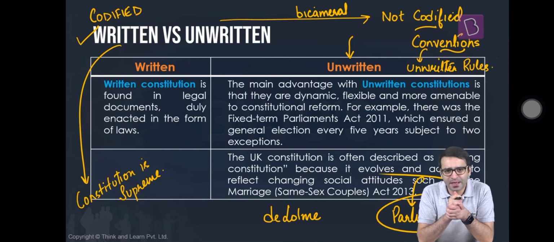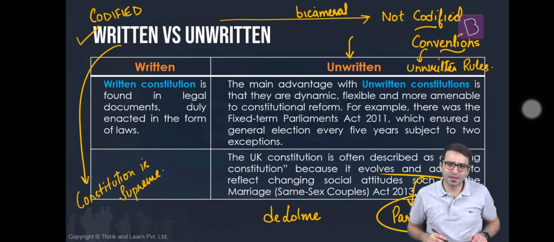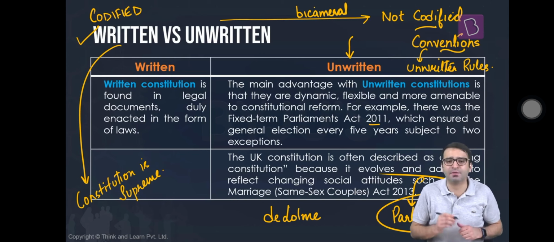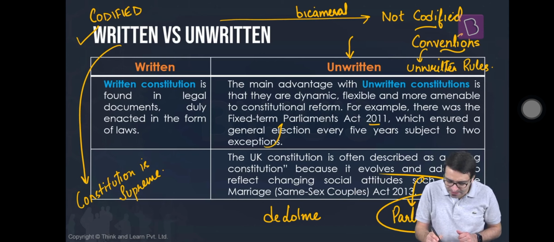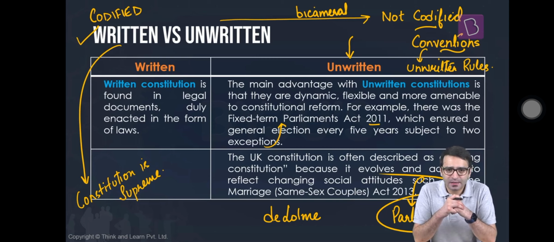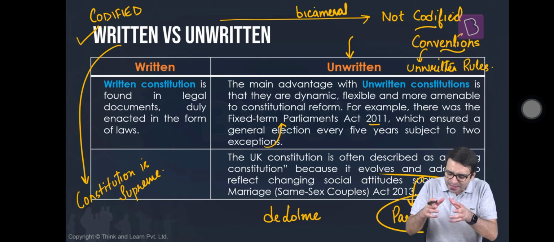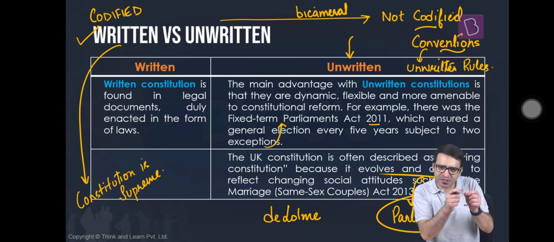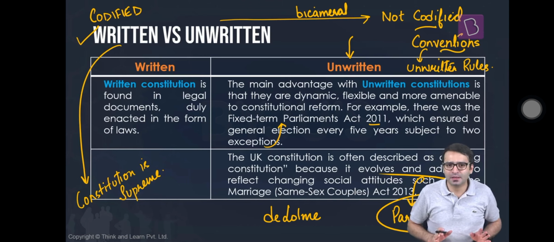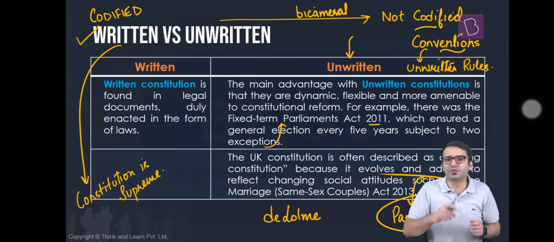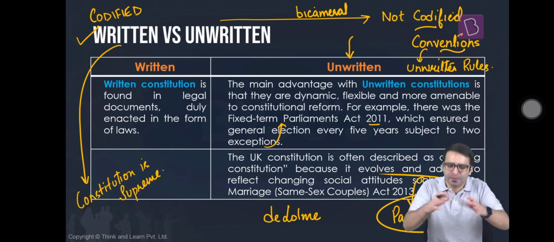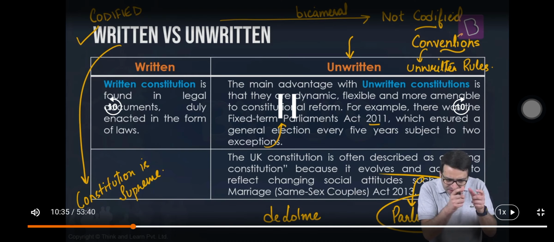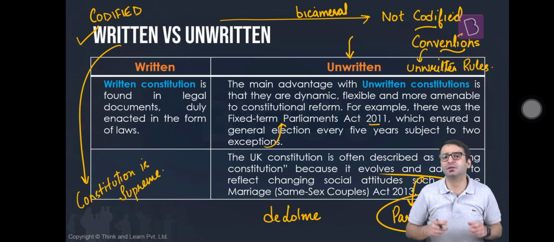For example, I'll give you the latest example. A law was passed in the year 2011 called the Fixed Term Parliaments Act. What does this law say? This law said that there should be a fixed term for the British Parliament. The House of Commons that we have in Britain, there should be a fixed term of 5 years. After 5 years, there will be fresh elections. But there can be no election midway. That means the term of the Parliament is fixed for 5 years.